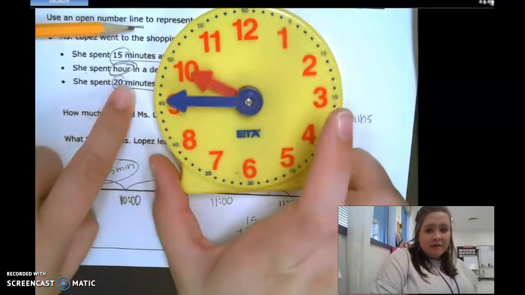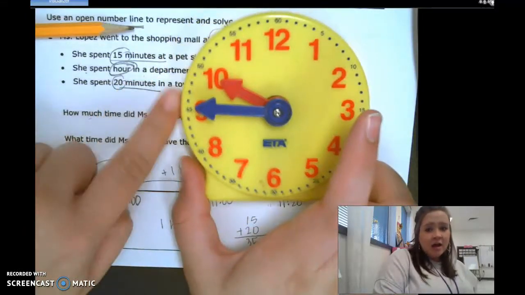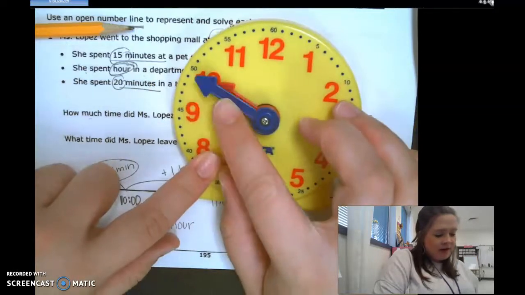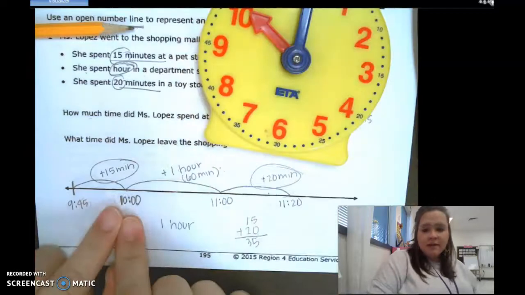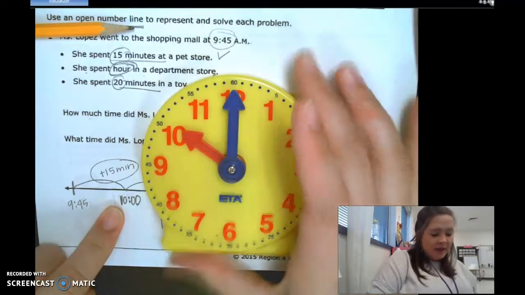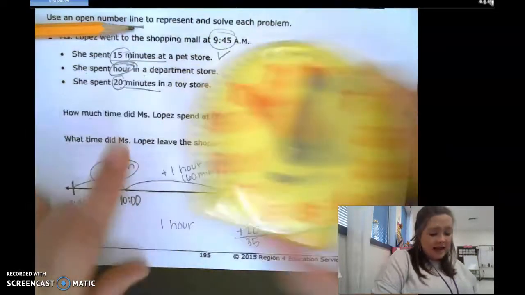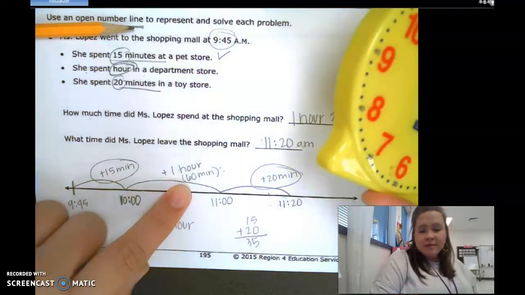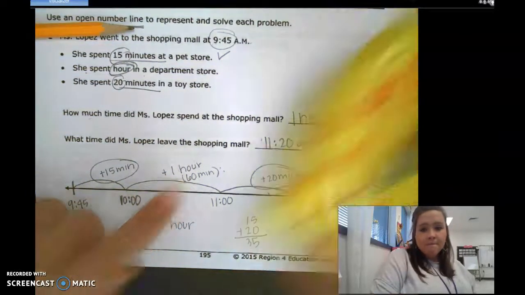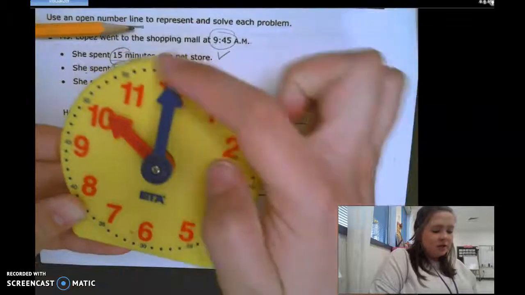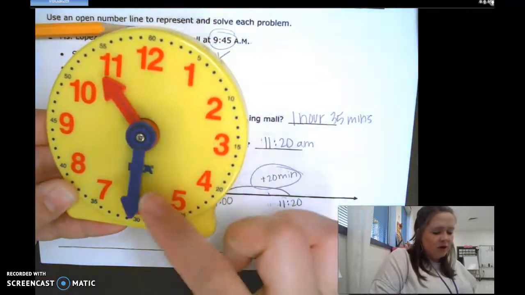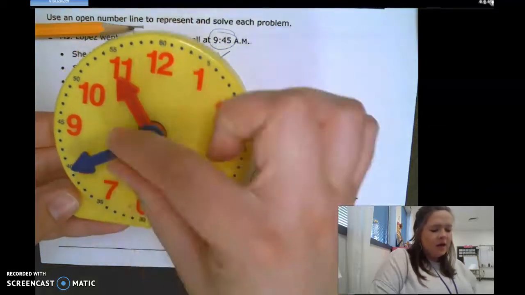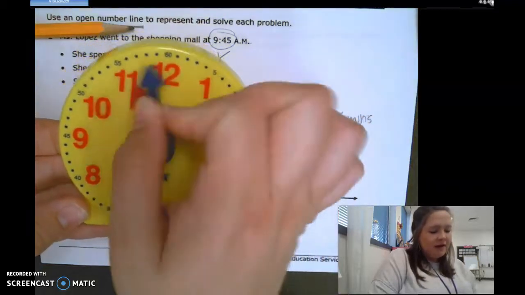Now, let's check our time and see if we did this correctly. So she spent 15 minutes in the pet store, 5, 10, 15. That puts me at 10 o'clock. That's what we said here. Good. Then she spent an hour, and we said an hour equals how many minutes? Good, 60 minutes. So I'm going to go 5, 10, 15, 20, 25, 30, 35, 40, 45, 50, 55, 60. Okay?